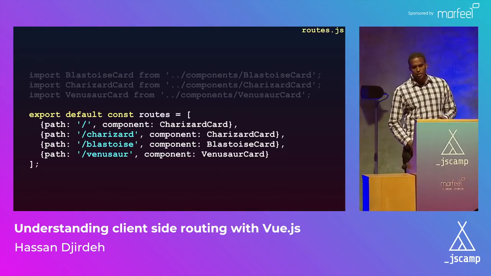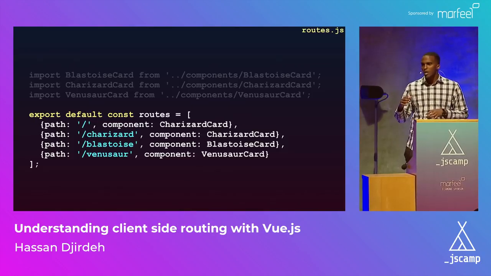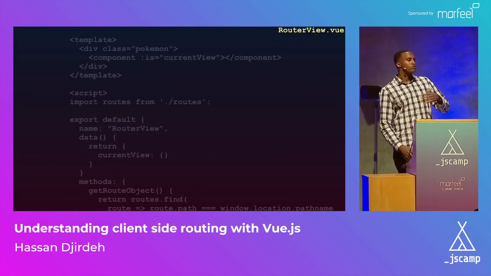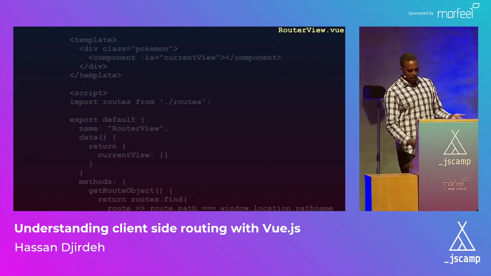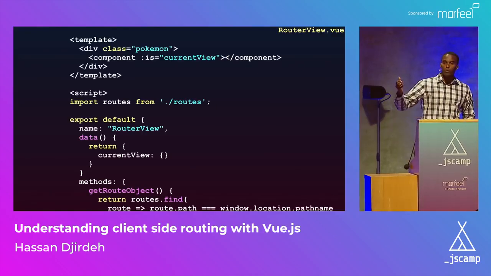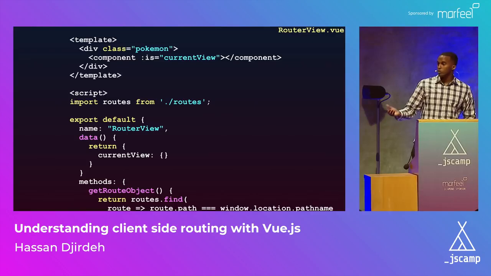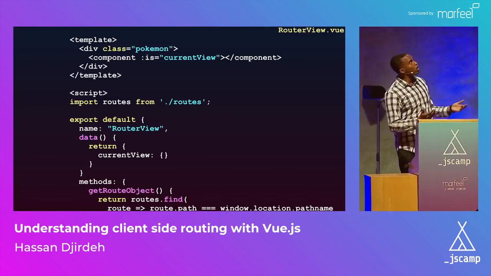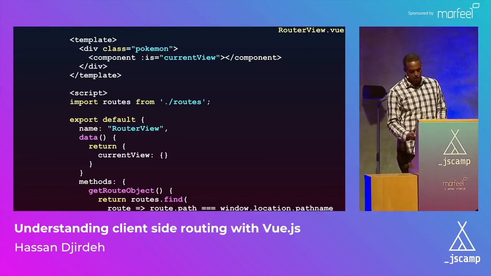OK, so the routes.js file simply does the mapping for us, but it doesn't actually do any of the work. That will be the responsibility of a router view component that we'll create. Now, router view will be a component that's responsible in rendering another component based on the app's location. And it'll do so by being the mounting point for Vue dynamic components. There's a lot happening here, so we'll break it down step by step.